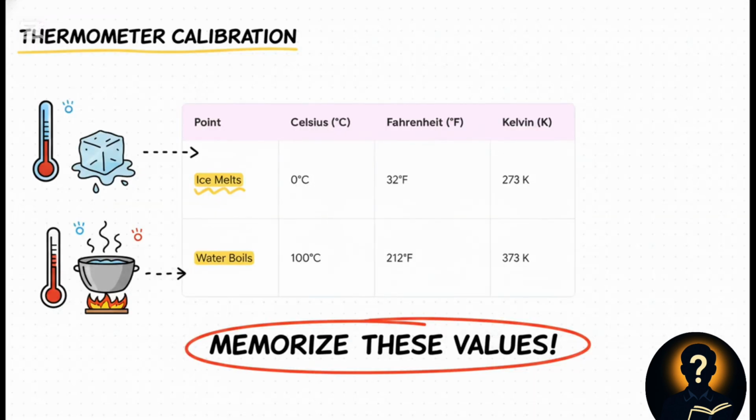But just having a tube of liquid isn't enough. You need a scale on the side. And to make a scale everyone can agree on, you need fixed points, things that happen at the exact same temperature no matter where you are. The 2 big ones are the melting point of ice and the boiling point of water. As you can see here, Celsius, Fahrenheit, and Kelvin all use these same events but just assign different numbers. You have to, I repeat, have to memorize these values. 0 and 100 for Celsius, 32 and 212 for Fahrenheit, and 273 and 373 for Kelvin.